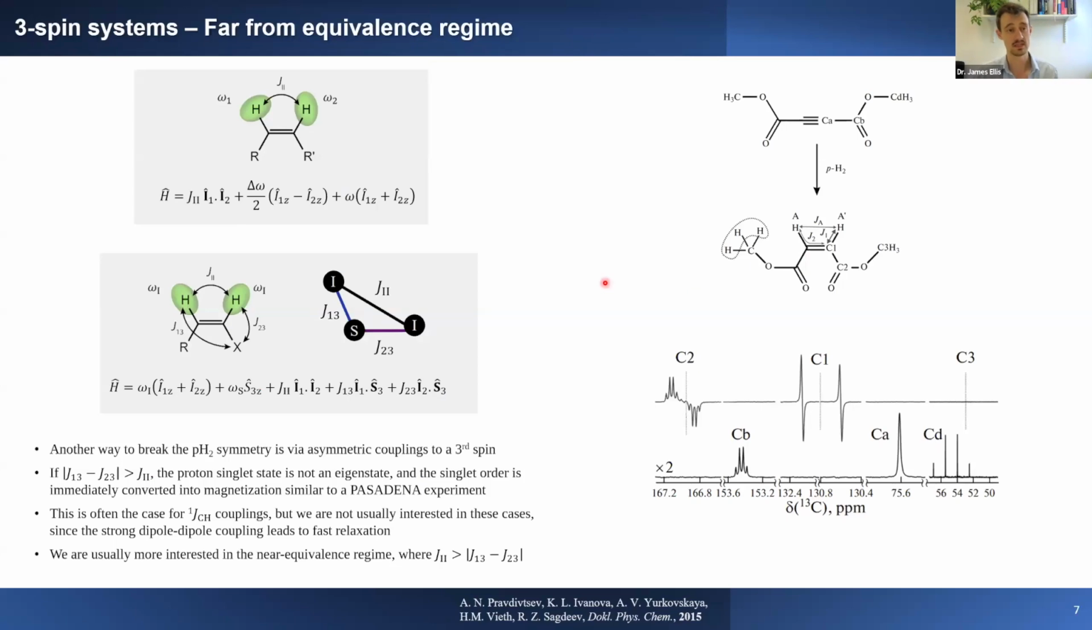that's the two-spin system case, and we can have a similar effect in three-spin systems, as shown in a nice paper by Andrei Pravdivtsev, where we start with a molecule like this, and in this case we're interested in this carbon 1 here. So we hydrogenate this triple bond, and now we have our parahydrogen protons, and one of them is directly bound to the carbon.